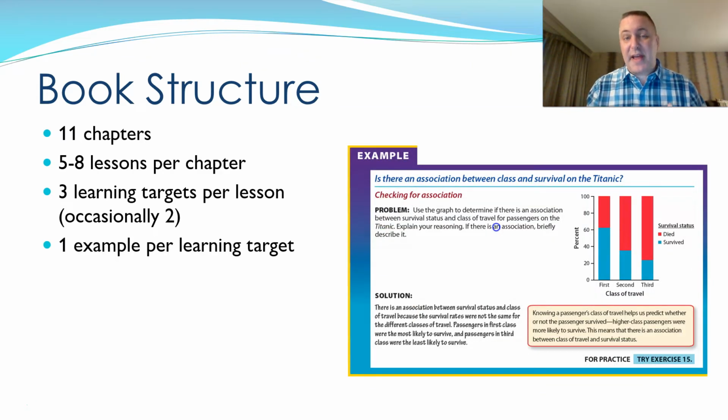Each learning target has an example somewhere in the lesson that highlights and illustrates the big ideas in that learning target. If you look at the example shown here in blue, this is the title of the example. But in orange, checking for association, that's an abbreviated learning target. It matches one of the 3, possibly 2 learning targets in the lesson, and it's slightly abbreviated so that you can tell what is matched with what.